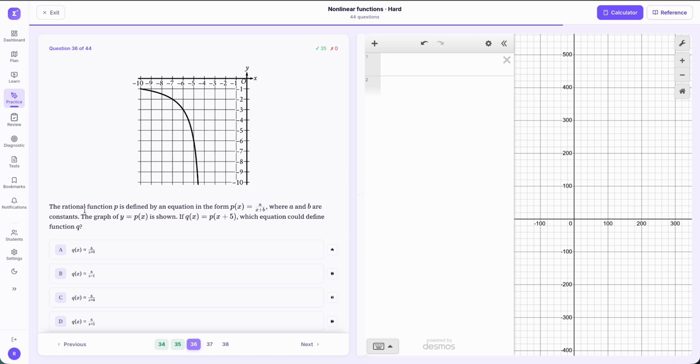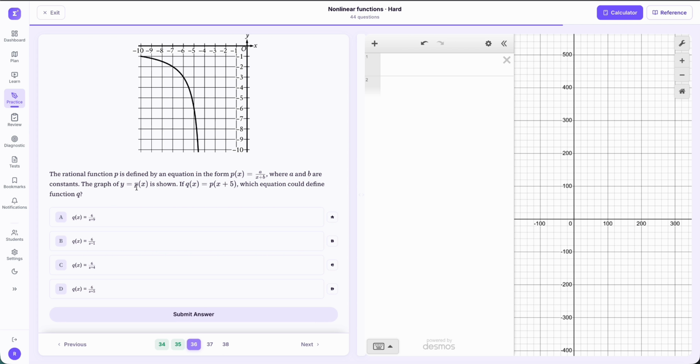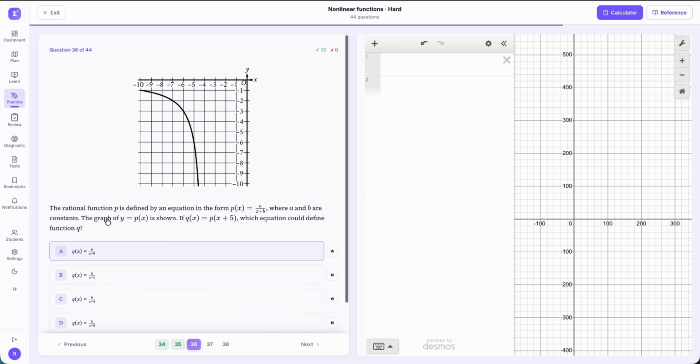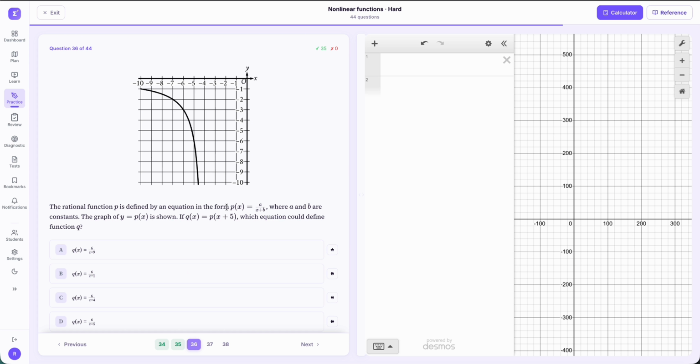Okay, next one. The rational function p is defined by an equation in the form p of x equals a over x plus b, where a and b are constants. The graph y equals p of x is shown. If q of x equals p of x plus 5, which equation could define q? Ooh. All right, there's a little bit going on here, right? First, we need to know this equation for p of x, right?